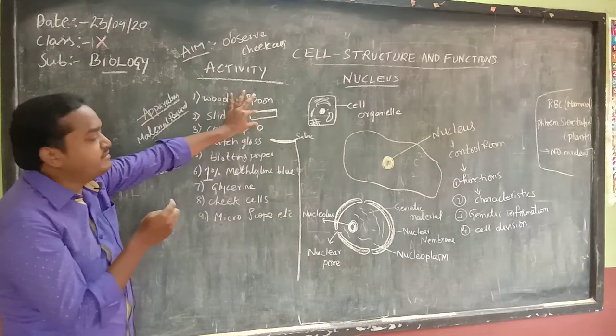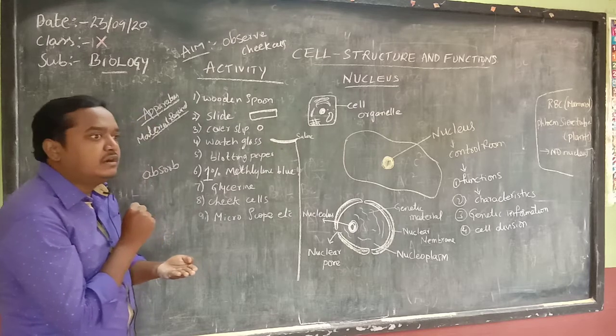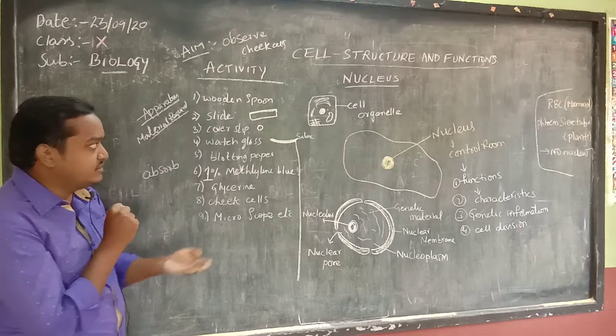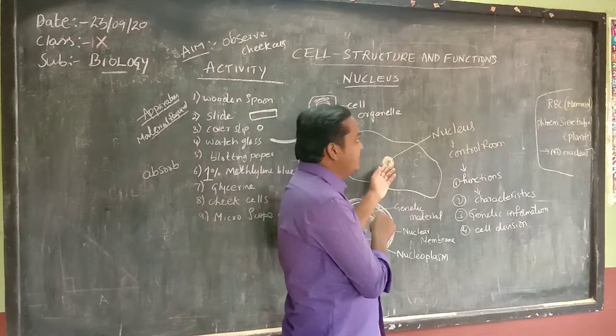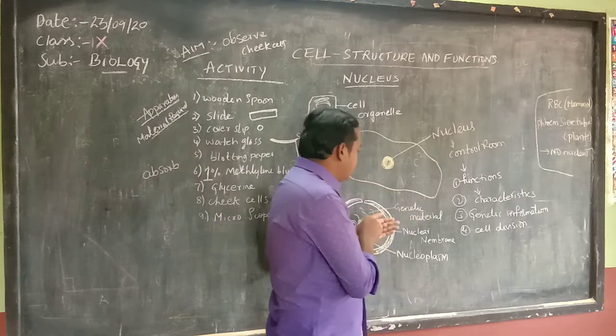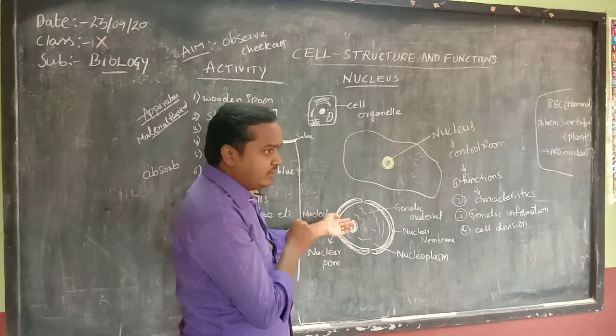Then the total arrangement of this glass slide, you keep under the microscope to observe the nucleus. Then you will find some structures over here with the violet color, different things. It is called nucleus. So if you see it in a proper way, it will be observed like this. The structure is like this.